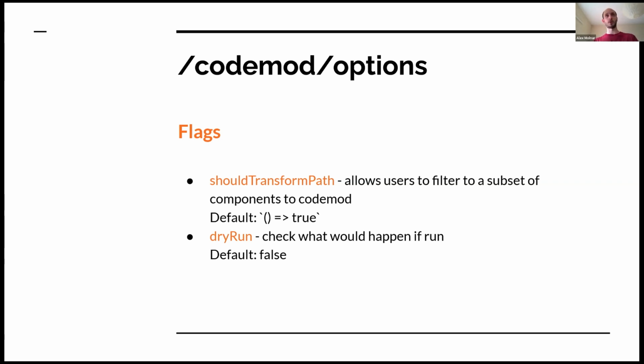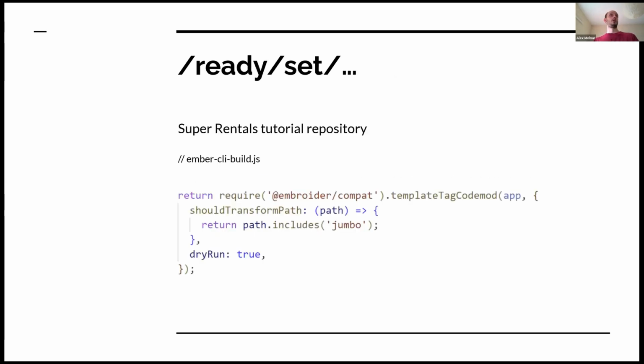So by default, all you have to do is require the Embroider compat of version 3.6.0 or greater, invoke the template tag code mod, almost exactly like you'd invoke a compat build in a normal Embroider application, and possibly give it some options.